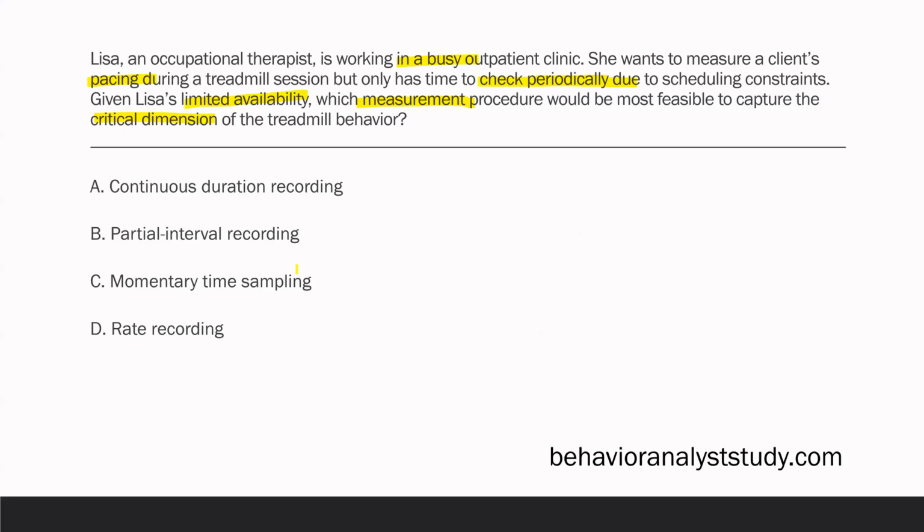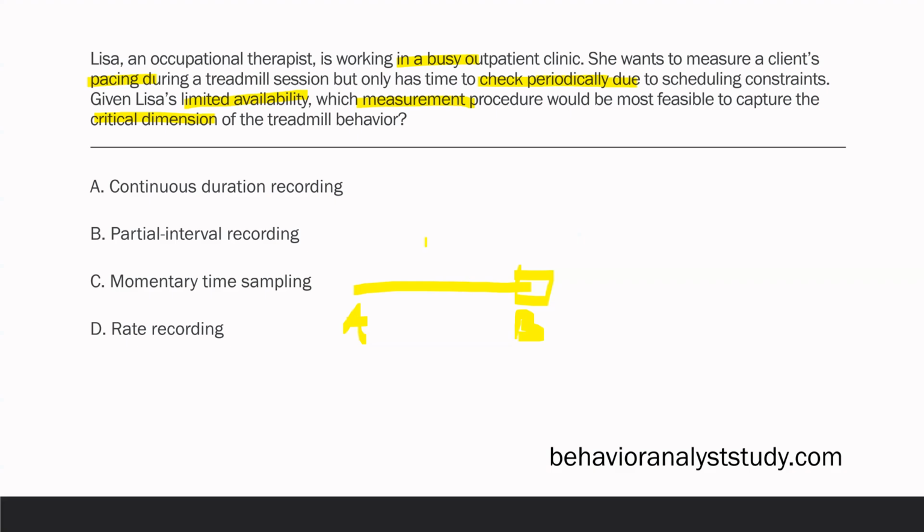C, momentary time sampling. What is the good part about momentary time sampling? Well, let's say our start of the interval is here and the end is here. You only have to check at the very end of the interval. That's why it's momentary. This is probably best for Lisa, given her constraints. Remember, when we want to continuously measure, we've got to know our resources and our time constraints and pick what's going to meet our goals the best.